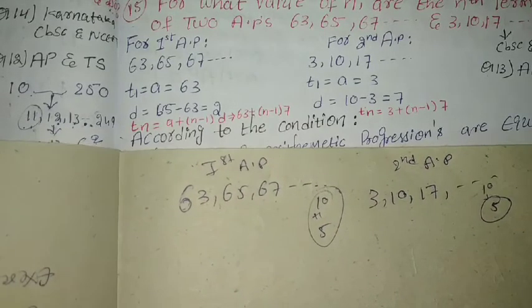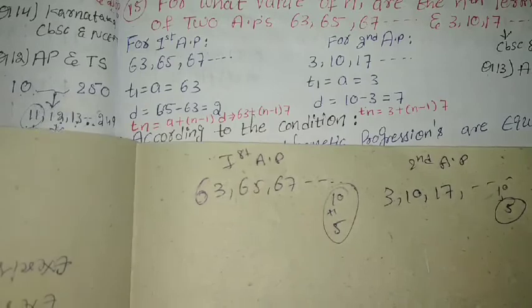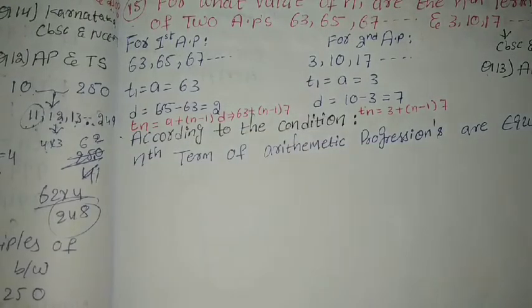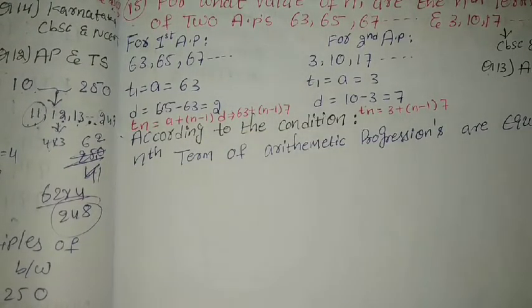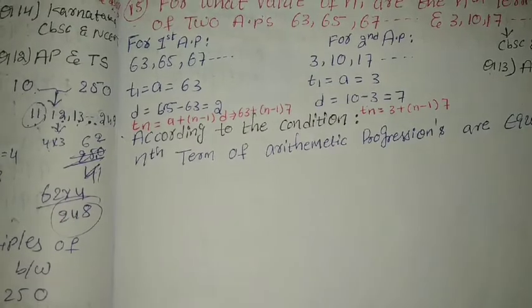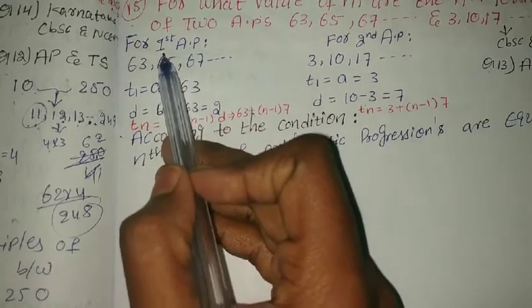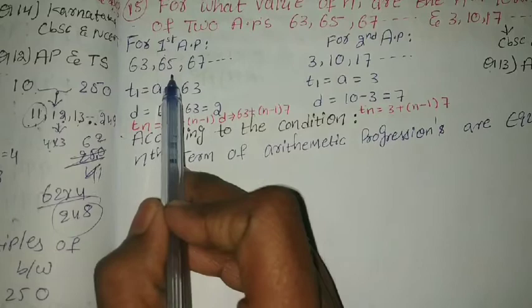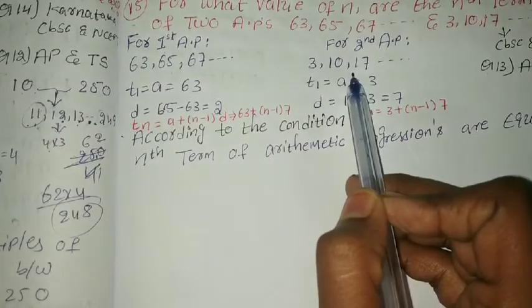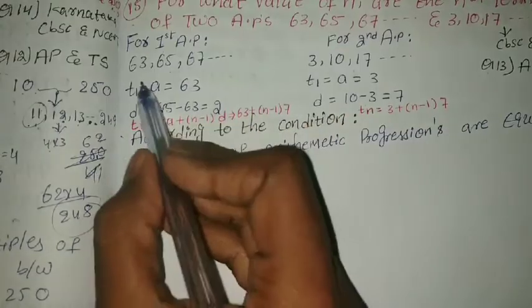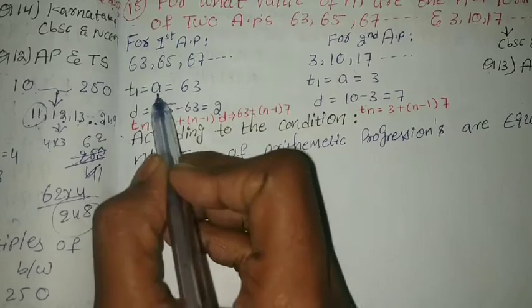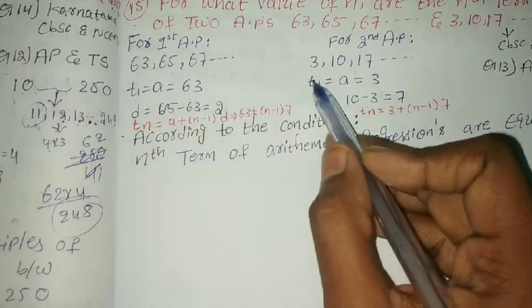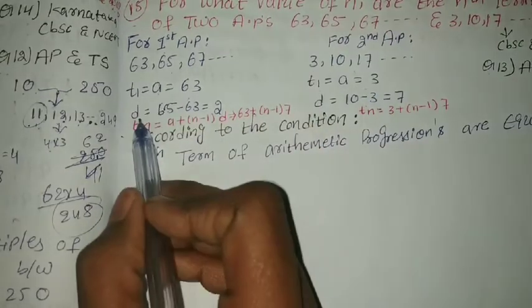Okay, if you cannot understand what I am saying, just watch this video up to the end, then you can easily understand. Okay, what is the first arithmetic progression here? I have written here. The second arithmetic progression is this. Okay, what is the first term? This is a equal to 63. And here a is equal to 3.